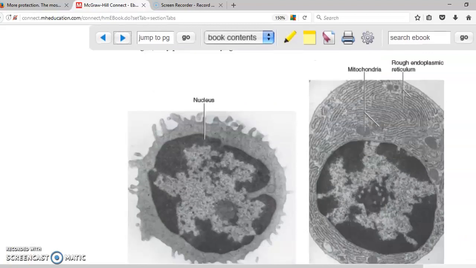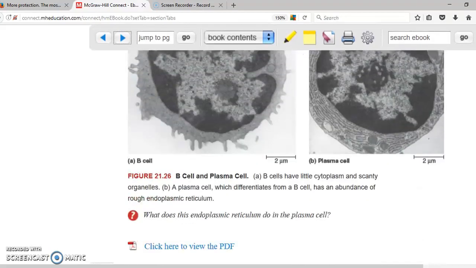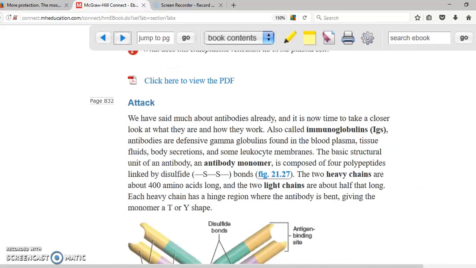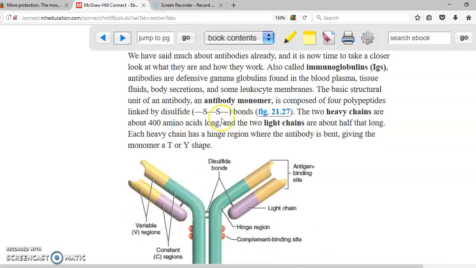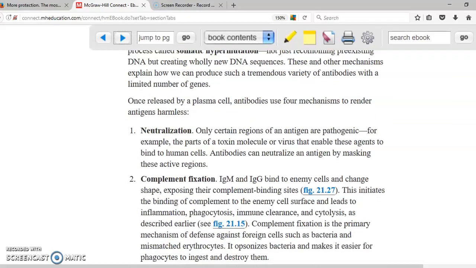So you have in here two pictures, one of them showing you the B cell, and in here you have the plasma cell that is obviously larger, right? It has a whole bunch of Golgi apparatus in here. Scrolling down, attack. So right here we have the antibody. Skip this part for 1 second, and let's take a look at how the antibodies are going to stop the antigens, or how they're going to make them not responsive or not being able to initiate an immune response.